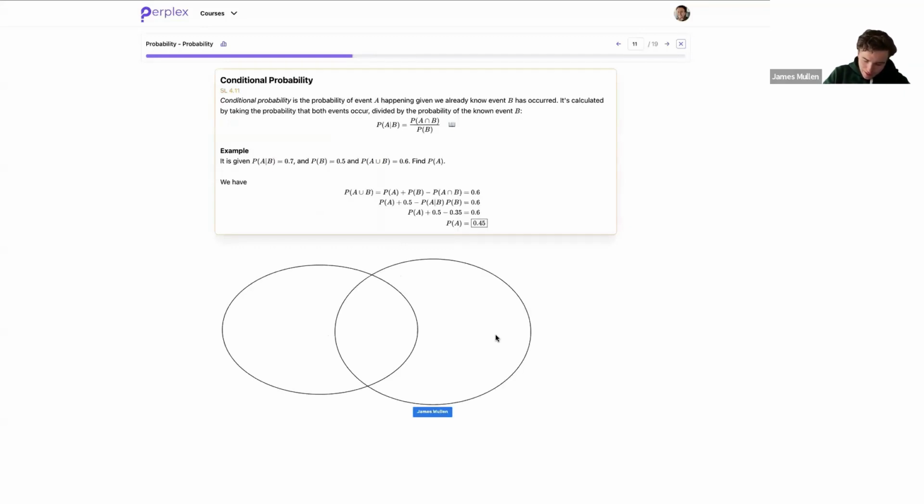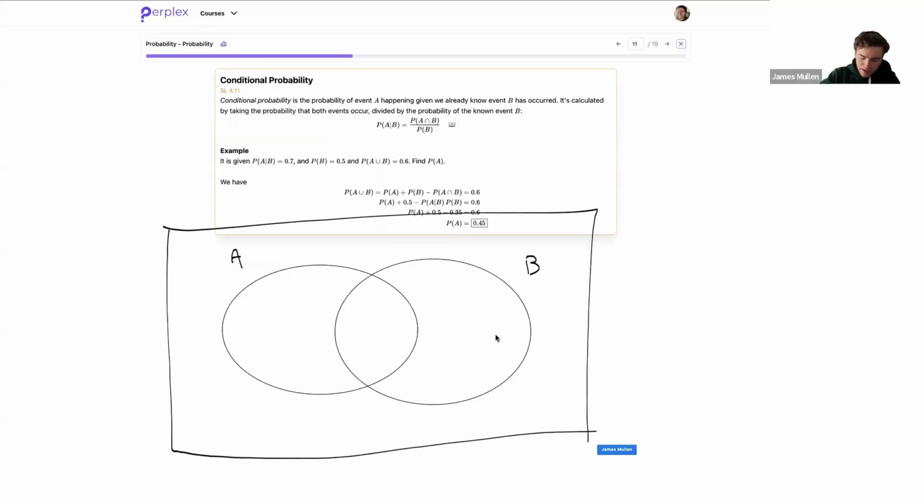So the conditional probability is basically like, let's say that this is A and this is B. Okay. Now, the probability of A in general is the number of things that are in here divided by the number of things that are in the overall universe. Okay. Now, oops, let me just plug in my iPad.